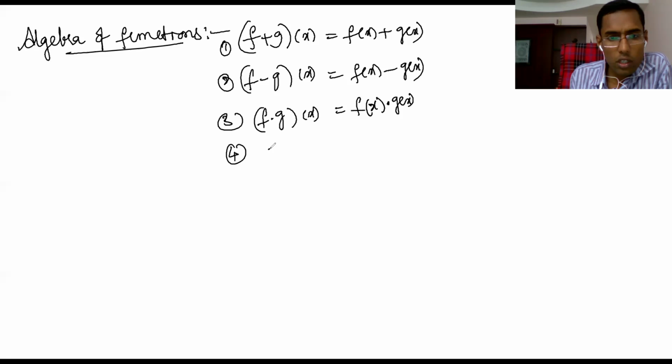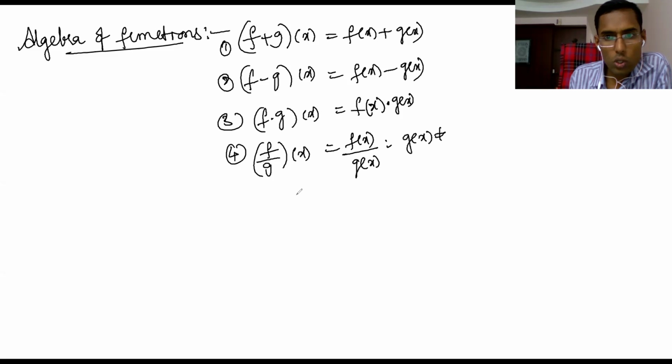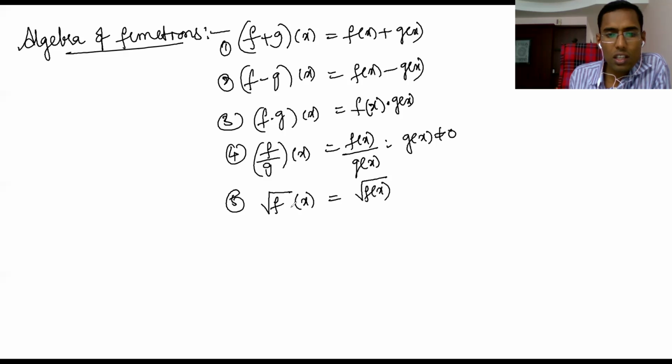And 4, f by g of x is f of x by g of x. But here g of x is not equal to 0. 5, under root of f of x. We can write this as root f of x, which is also defined, but only when f of x is positive. That is the condition there.